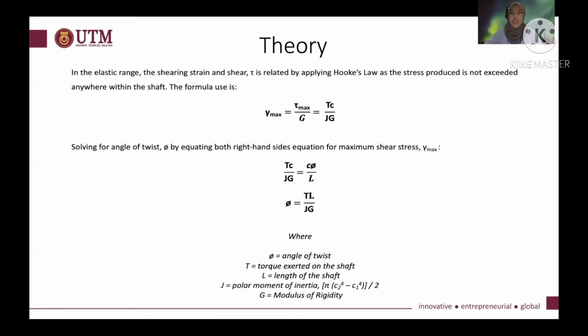The definition of polar moment of inertia is basically the cross-section's resistance toward torsion deformation. The equation is pi over 2 times C2 to the power of 4 minus C1 to the power of 4. This equation tells us that the shaft is hollow, because if the shaft is solid, we only have one radius. Therefore, the equation will be pi divided by 2 times C to the power of 4. And lastly, G is the modulus of rigidity.